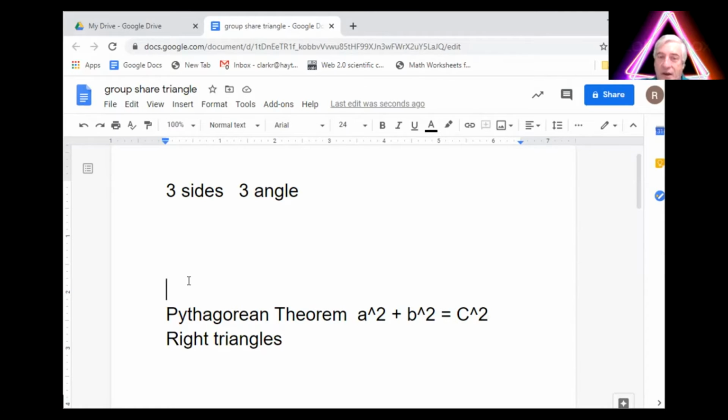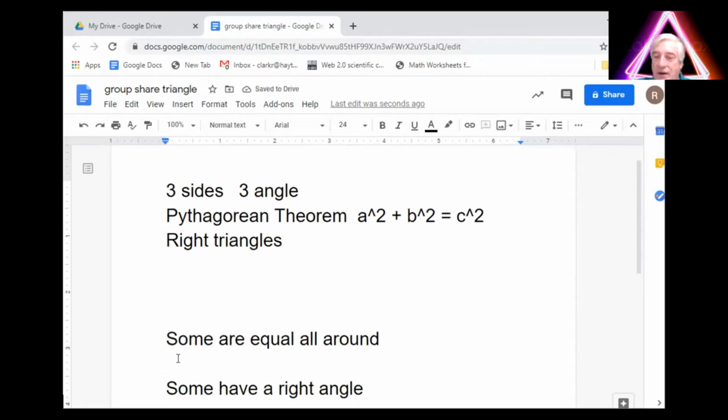So if you have a right triangle, the Pythagorean theorem says a squared plus b squared equals c squared, and c is what we call the hypotenuse. The hypotenuse is the biggest line in the triangle, and it's always across from the right angle. Very good. Now, what else do you know about triangles?